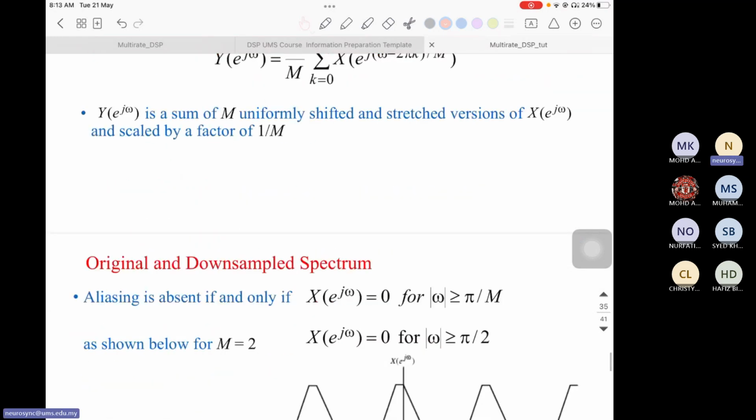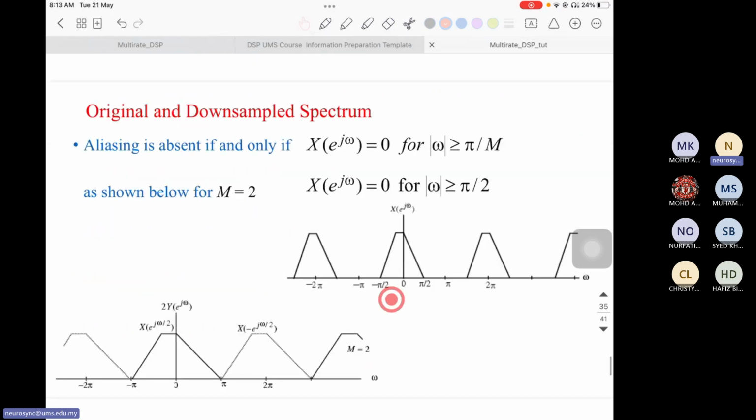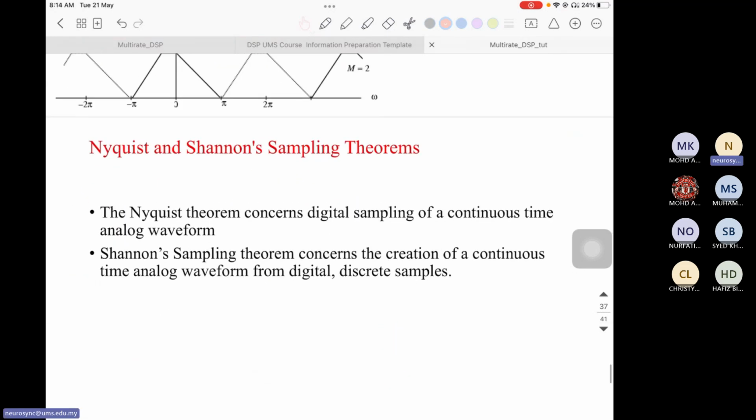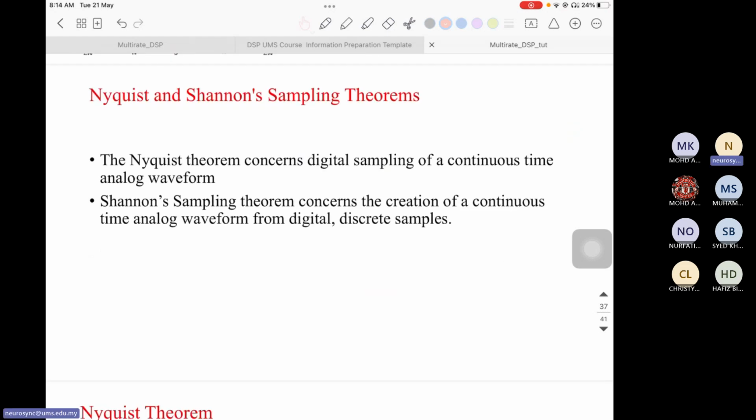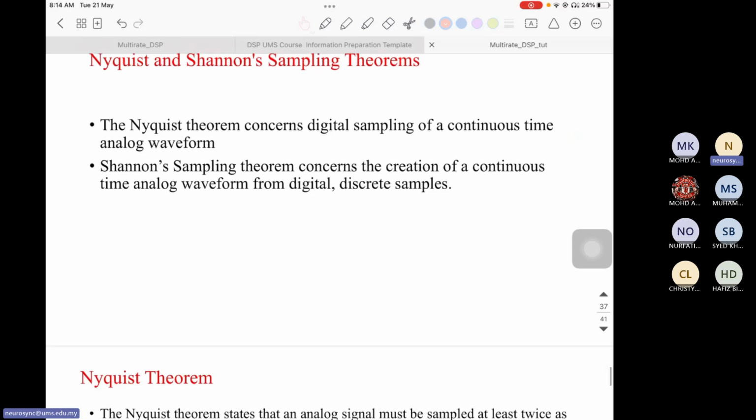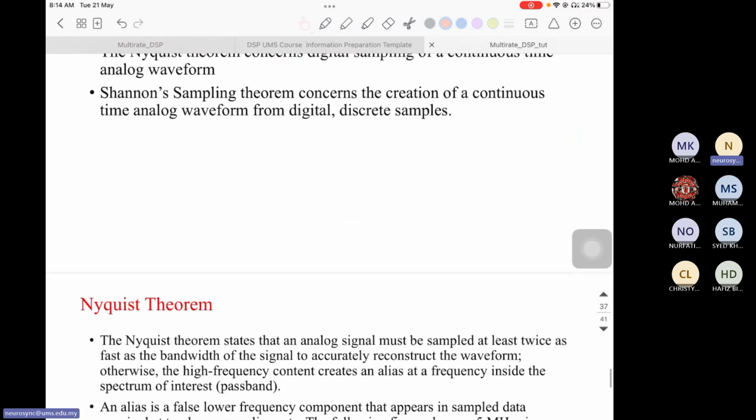So the sampling is very important. It should not be undersampling in that case. There is a theorem which is Nyquist and Shannon's sampling theorem. The Nyquist theorem concerns digital sampling of a continuous time analog waveform, and Shannon's sampling theorem concerns the creation of a continuous time analog waveform from the digital discrete samples. So this theorem is very important.